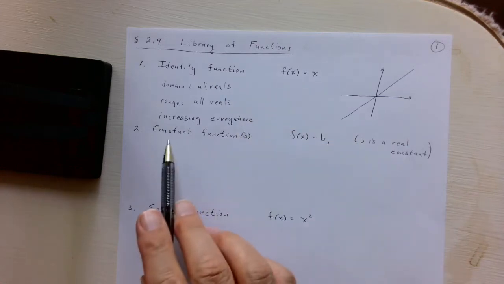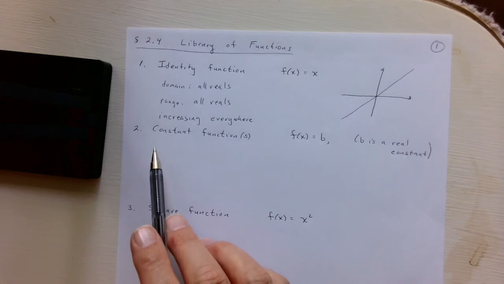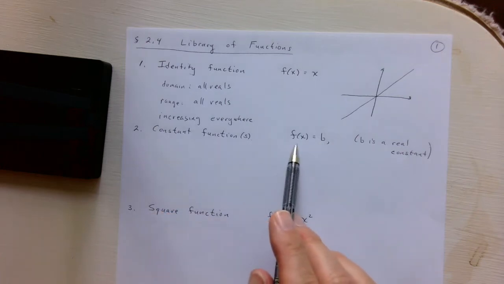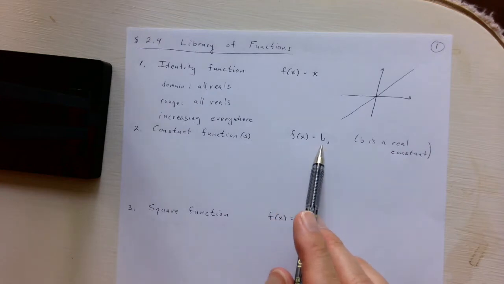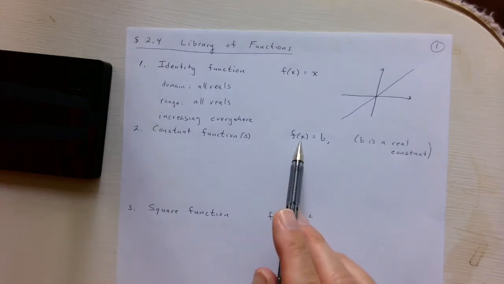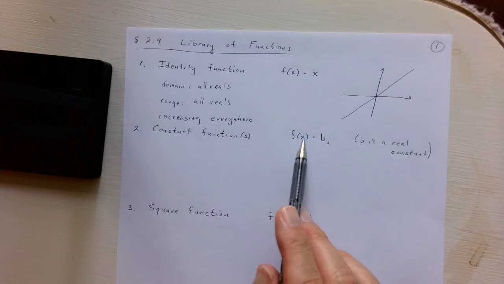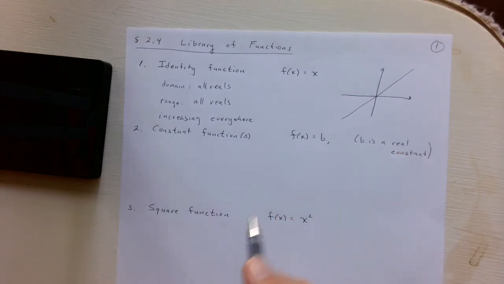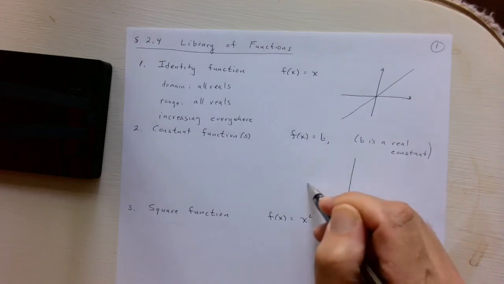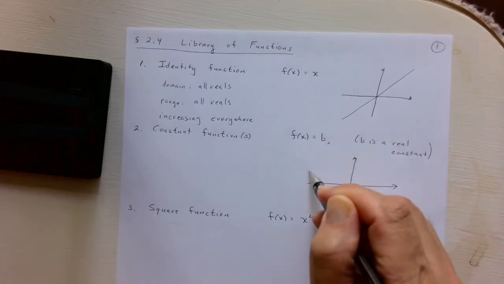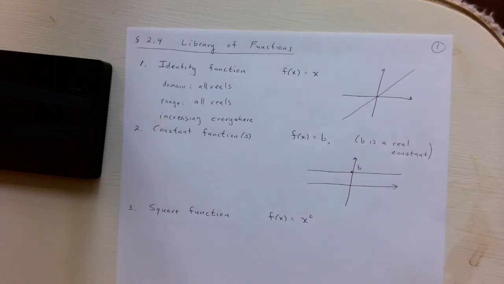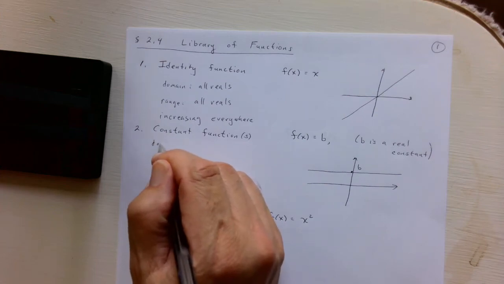The second function is really a series of functions. These are constant functions. It just means that you have only one output. So in this particular case, f is a function that sends all the real numbers to the same number b, where b is a real constant. And the graph of that is going to be a horizontal line at b, whatever that is. So the domain would be all reals.